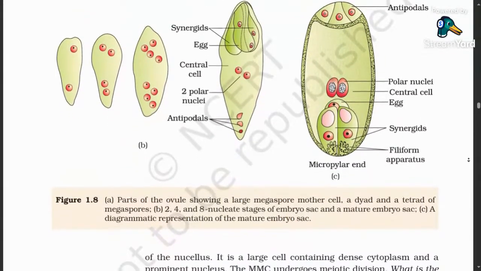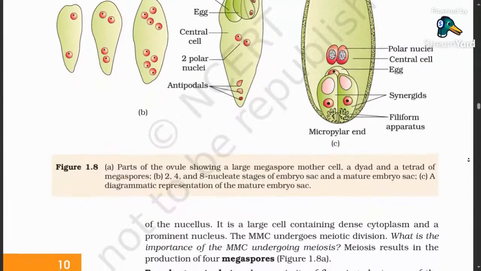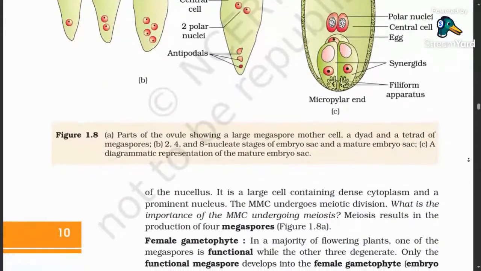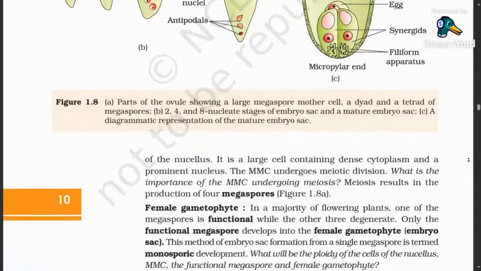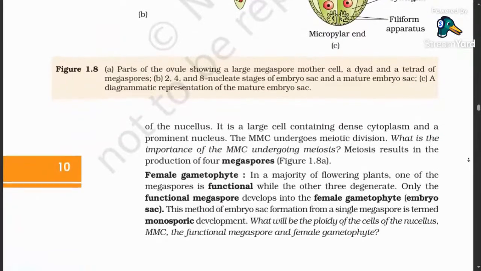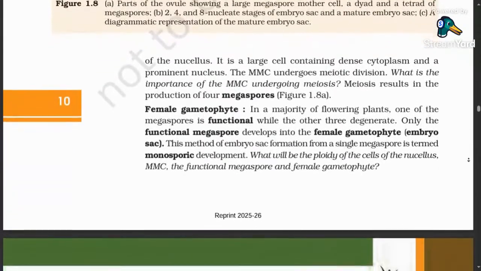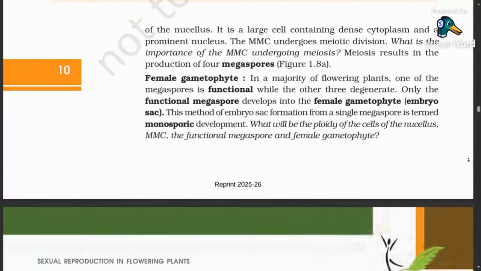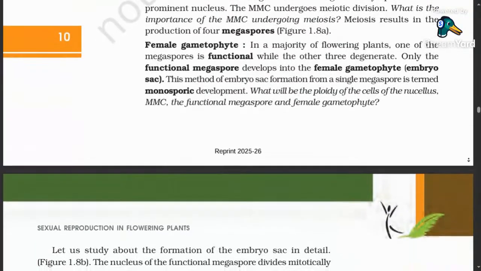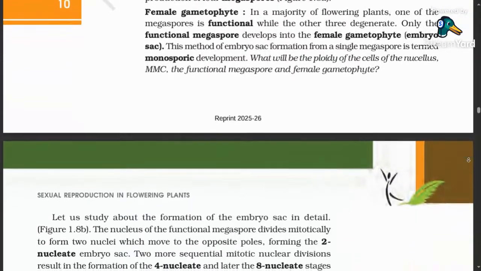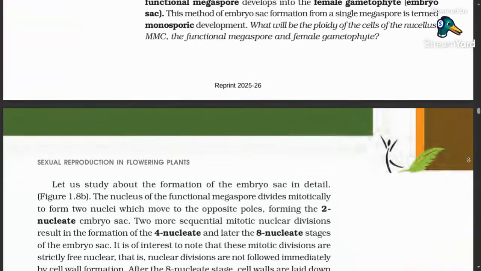Meiosis results in the production of four megaspores. In the majority of flowering plants, one of the megaspores is functional while the other three degenerate. Only the functional megaspore develops into the female gametophyte, the embryo sac. This method of embryo sac formation from a single megaspore is termed monosporic development. What will be the ploidy of the cells of the nucellus, MMC, the functional megaspore, and the female gametophyte?